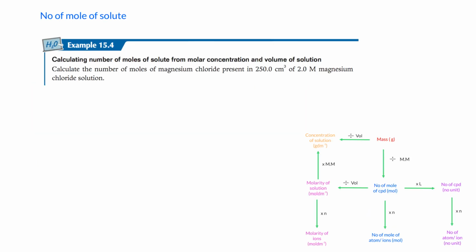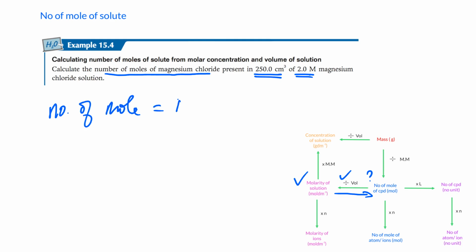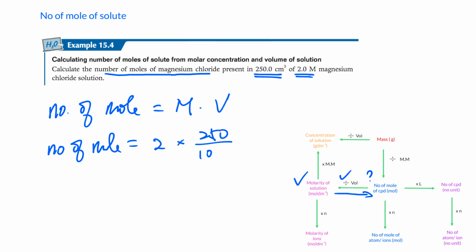Number of moles of solute: calculate the number of moles of magnesium chloride. We give you the volume and also the molarity. Pretty simple. I give you this one, I give you this one, you have to find the number of mole. So what you need to do, just go back. Remember, number of mole equals to MV. So number of mole equals 2 M times 250 over 1000. So for this one, it will be 0.5 mole.